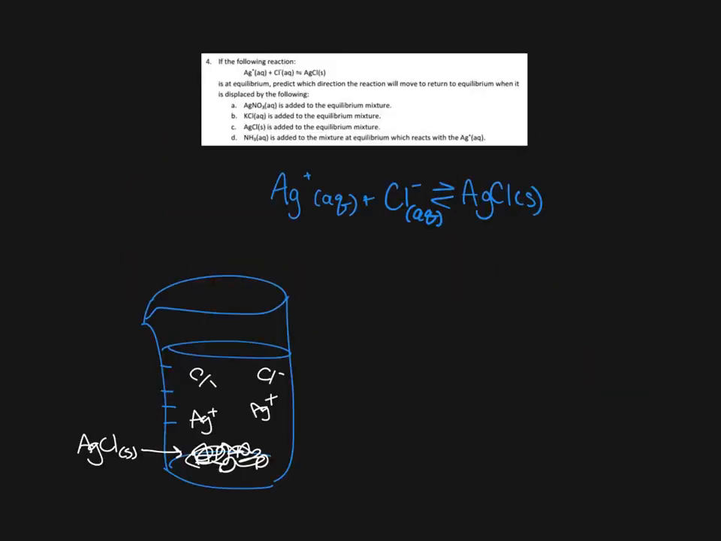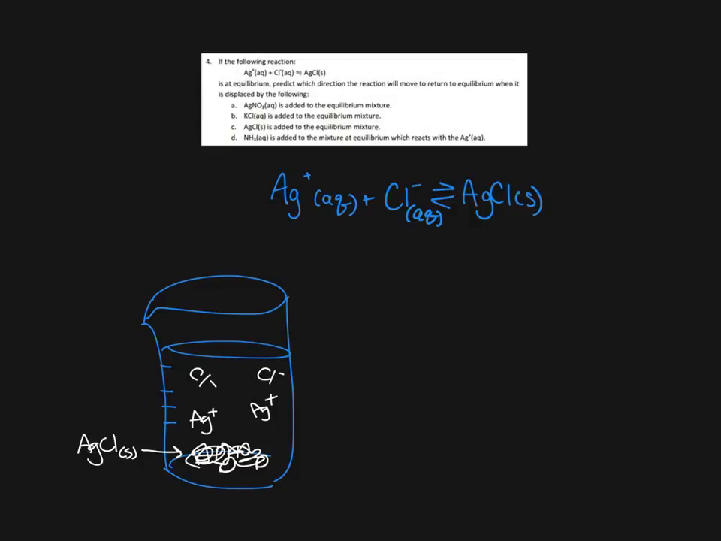Now that we have reviewed equilibrium, we can begin to solve the problem. An important thing to notice about this problem is the phases of the reactants and products. We can see in the reaction given that AgCl is a solid. This is important because in equilibrium constants, concentrations of solids and pure liquids are not included because they are not part of the solution and their concentrations do not change.